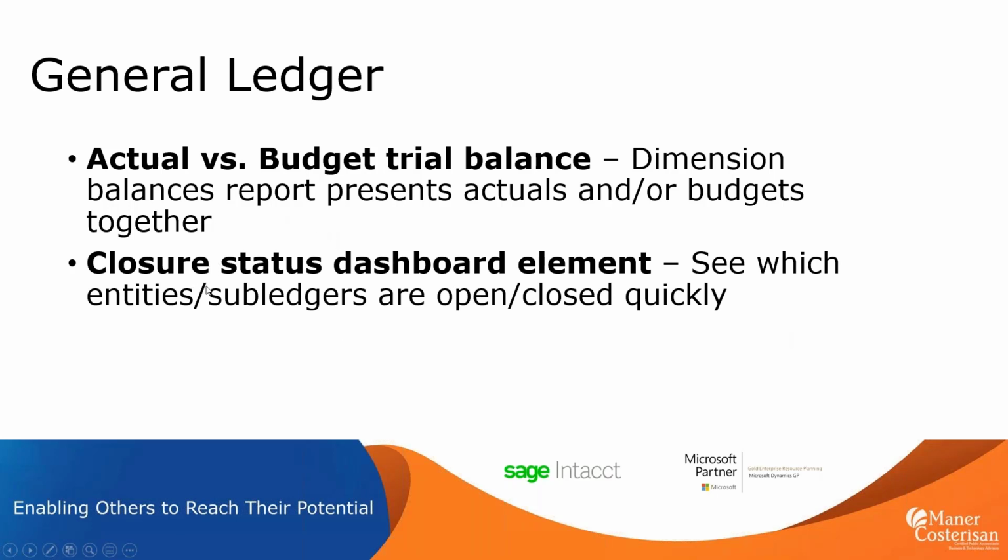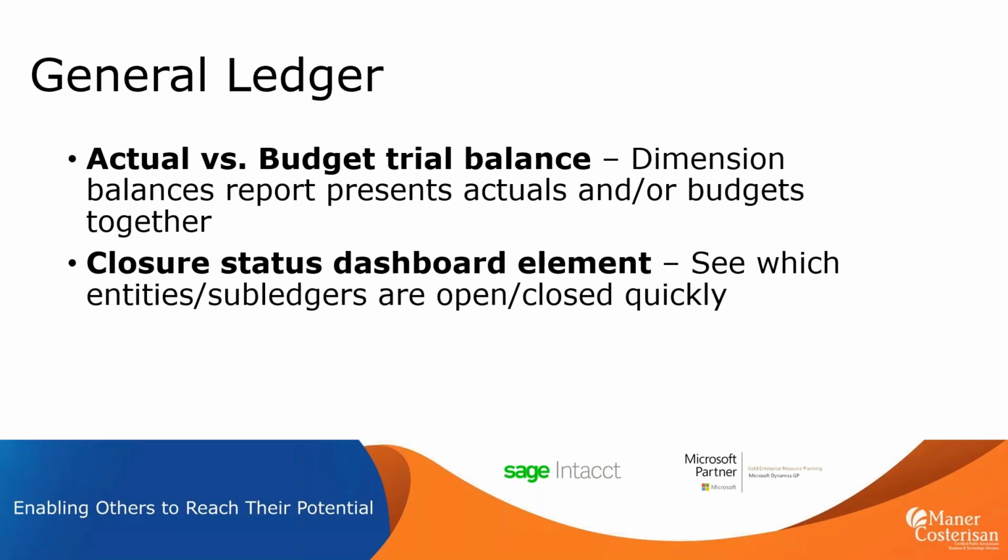So I think this might be the last item I had under General Ledger for now, but Intacct is also adding a new dashboard element or dashboard component or dashlet, whatever you want to call it, called closure status. This is a dashboard item that allows you to quickly see which entities are still open or closed for whatever periods, and whether their subledgers have been closed out as well.